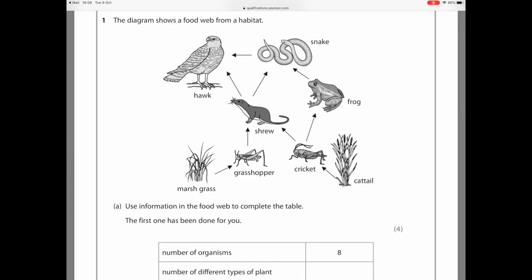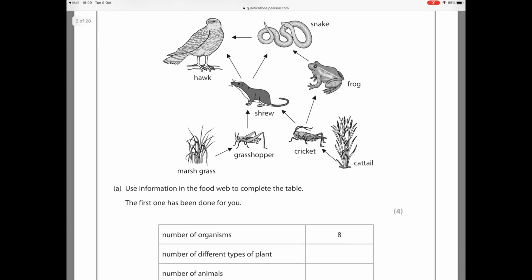So starting with the number of organisms, which they've done for us, which is annoying because that's the easy question. Just count how many different organisms there are, 8, so we do agree with them. The number of different types of plant. You're looking for the producers here. So what here is a plant? Well, you can see from the picture, even if you don't know what a cattail is, that it's a cattail and marsh grass. So the answer here is 2.